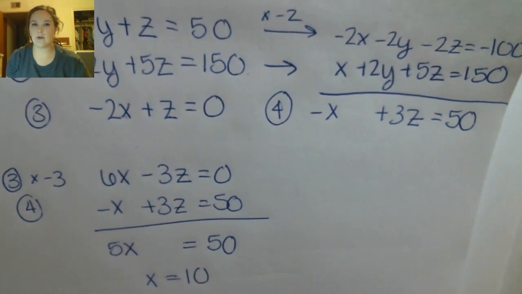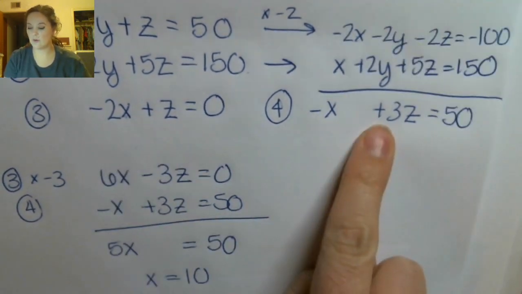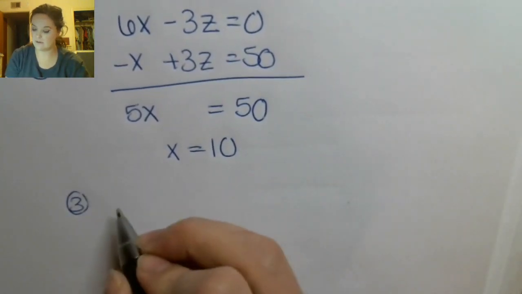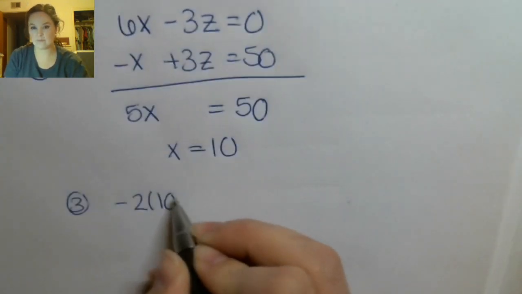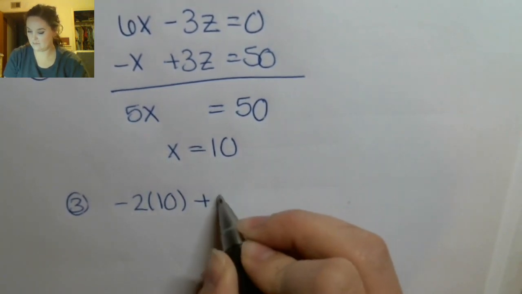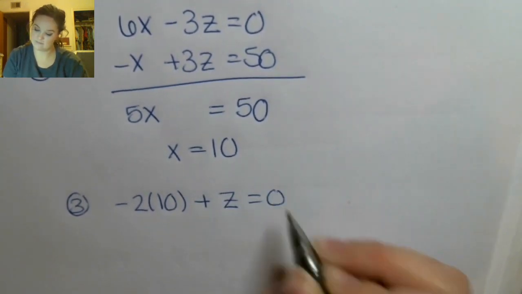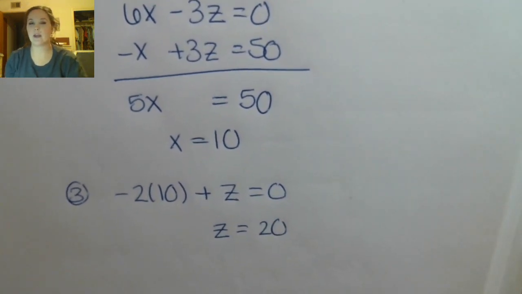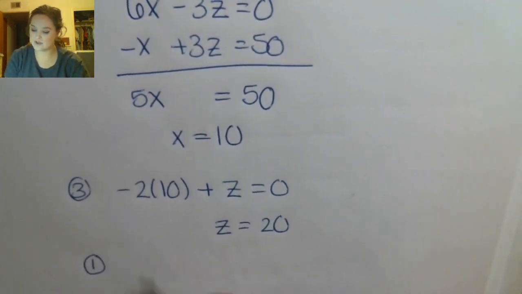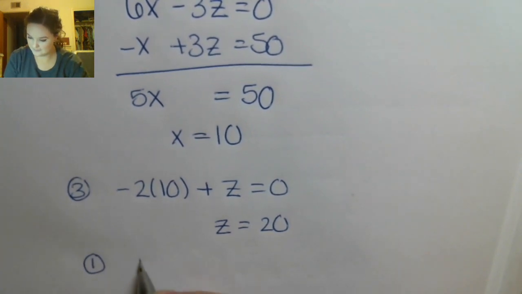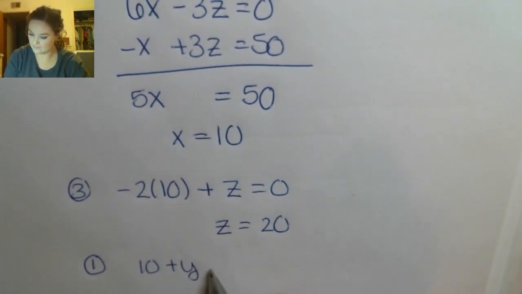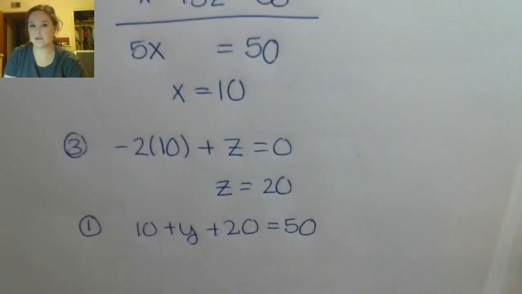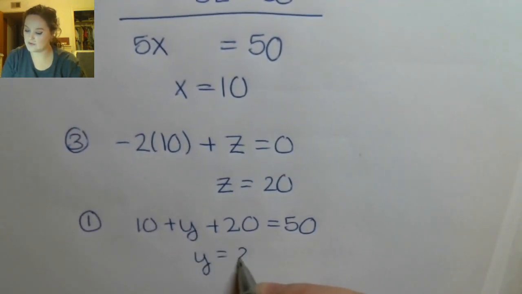Okay, now I can use this equation or this one to solve for z. So maybe I'll use equation 3. Okay, so that would give me z equals 20. And then I would use one of the original equations. I'll just use 1 to solve for y. Okay, so this would give me y equals 20.